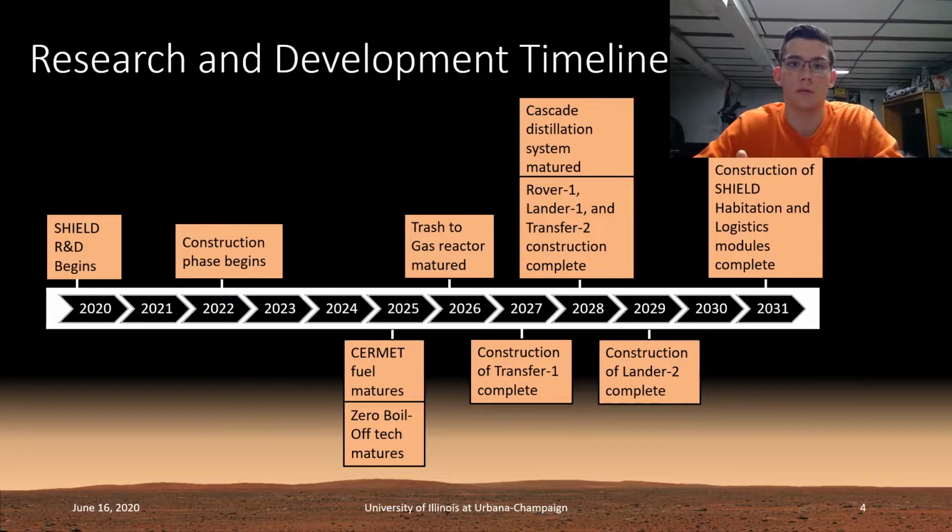This is to allow for facilities to accommodate having the resources to construct things for the SHIELD architecture as well as to finalize designs. Following this, the construction of the rover, transfer vehicles, and landers are anticipated to be completed by 2029, with Transfer 1 being completed in 2027, Transfer 2, along with Rover 1 and Lander 1 being completed by 2028, and Lander 2 finishing by 2029. Both SHIELD crew modules will be completed by 2031 in anticipation of their launch date in 2033.